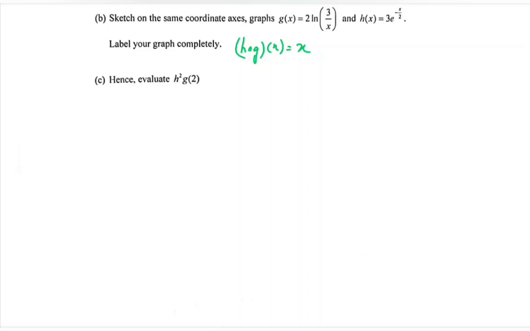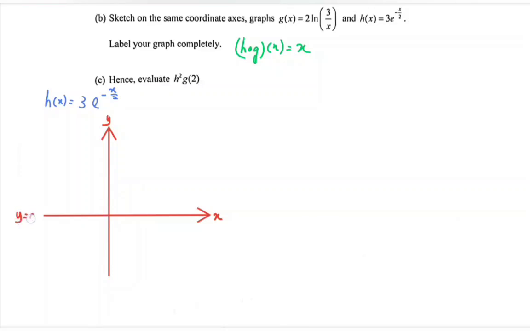Next refers to B. Sketch on the same coordinate axis the graphs for the functions g(x) and h(x). I prefer to start with h(x), which is equal to 3e^(-x/2). Number 1, refer to the xy axis. Basically for h(x), we notice that we have y equals 0 as a horizontal asymptote. Then if we substitute x equals 0, we have 3e^0, which is equal to 3. So the y-intercept will be (0, 3). The graph will be something like this. So that is the graph for h(x).